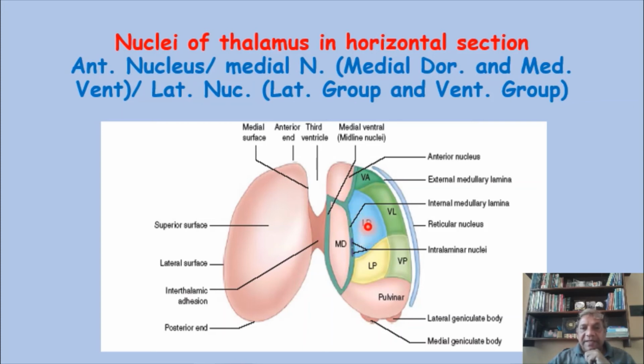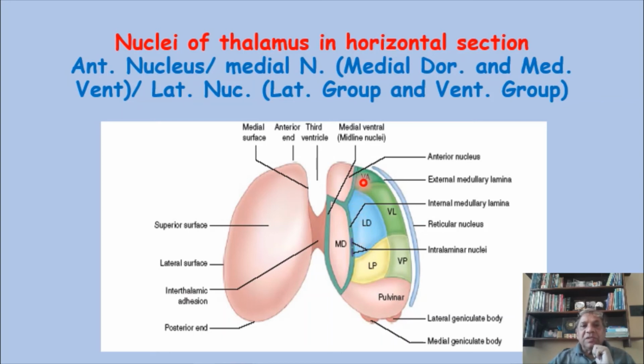It is the lateral dorsal. Most anterior in the lateral group is the lateral dorsal, then the lateral posterior, and the third in the lateral group is the pulvinar, which is related to the medial and lateral geniculate body. So these are the three nuclei, the subdivision of the lateral group of nuclei, the lateral dorsal group of nuclei.